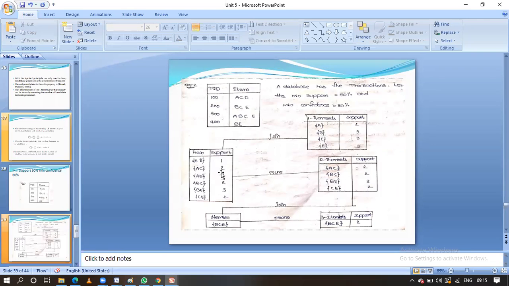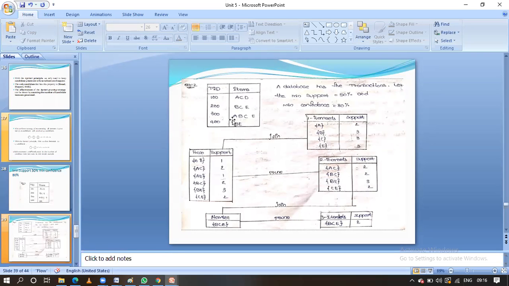After that, we have to write down the support values. How many times is AB repeated in the overall transactions? AB is one time. Next one is AC. How many times is it repeated? Two times. And next one is AE. How many times is AE repeated? One time. Likewise, BC, how many times is it repeated here? 2 times.